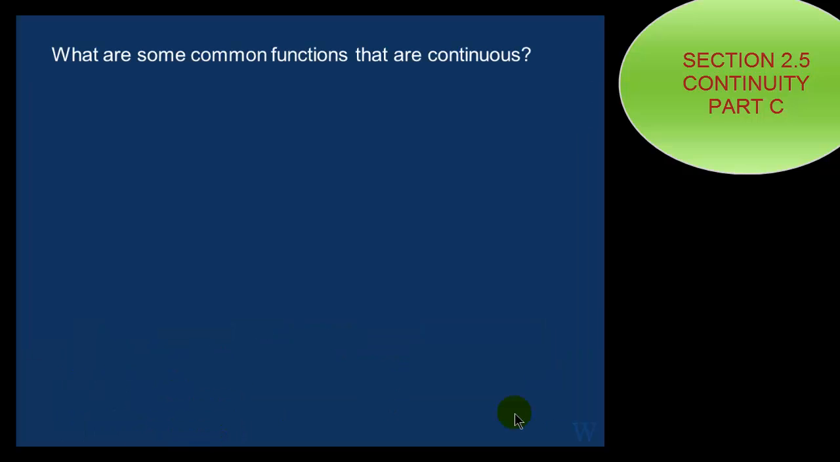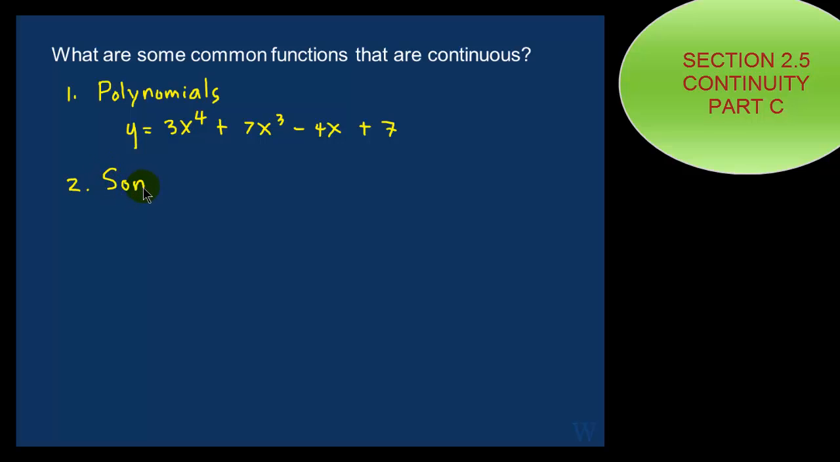So what are some common functions that are continuous? So far what we have been talking about are usually polynomials. Let's say y is equal to 3x to the fourth plus 7x cubed minus 4x plus 7. That's a continuous function. Some trigonometric functions are continuous. A few examples would be y is equal to sine of x, y is equal to cosine of x.